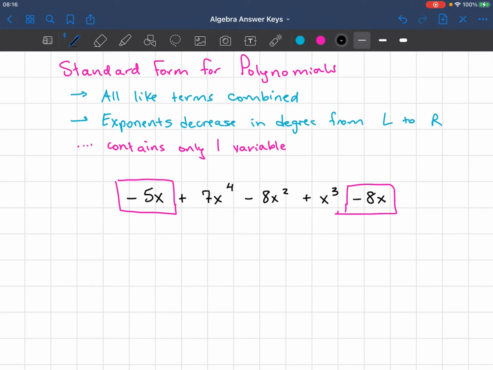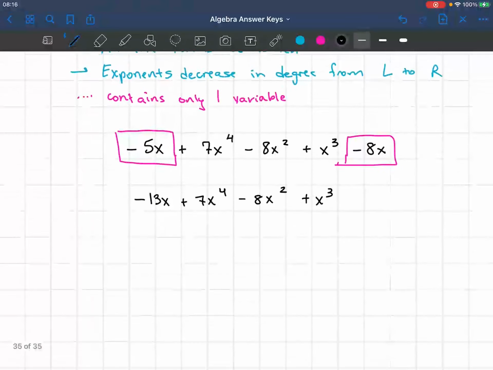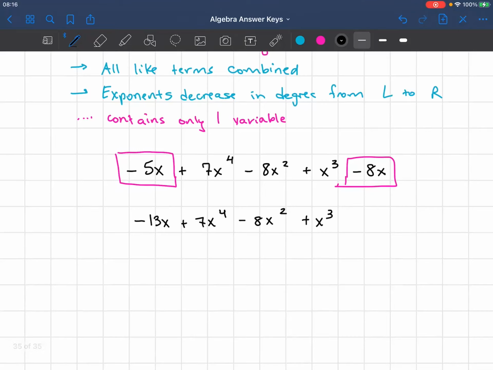So we're going to rewrite this. We'll just combine it on the left side for right now. So we'll get negative 13x plus 7x to the 4th, like this. So we've combined all like terms. Now we have to rearrange them in order of degree. In this expression, the highest degree is 4, so this value is going to come first, and then we just descend from there. So we have an exponent of 4, 3, 2, 1.